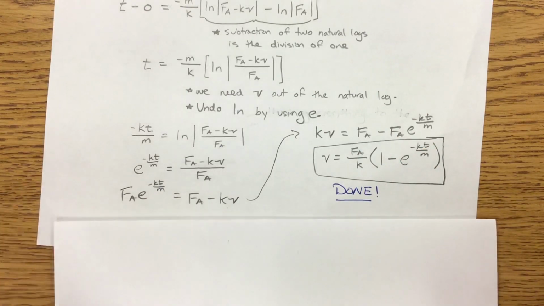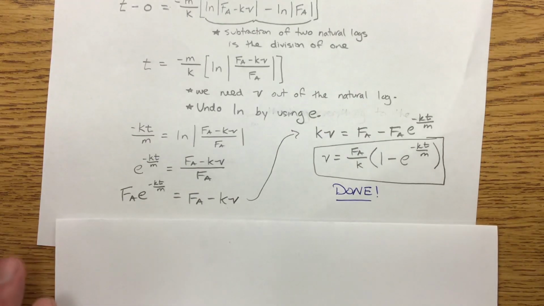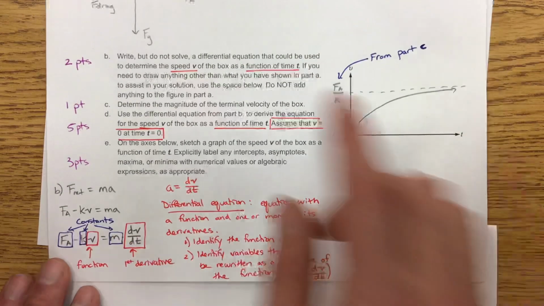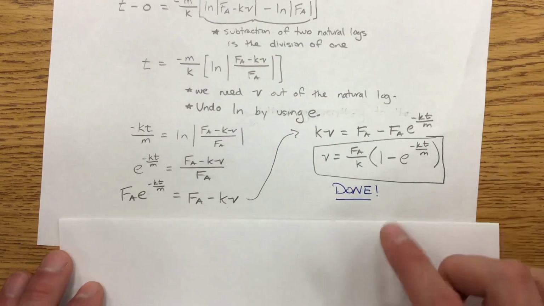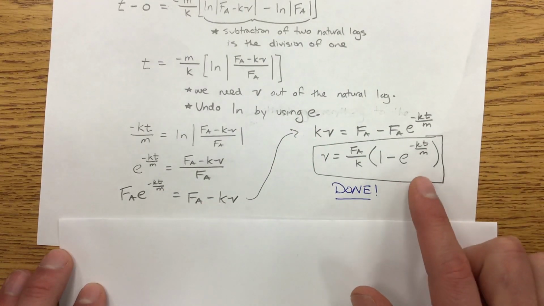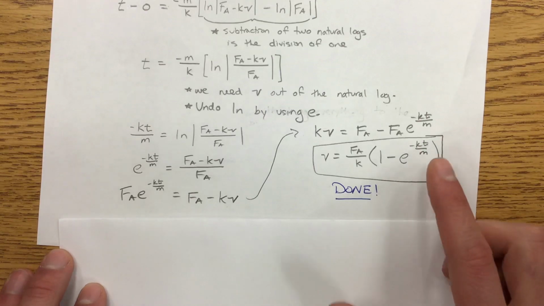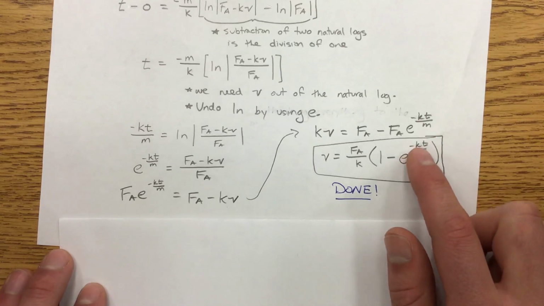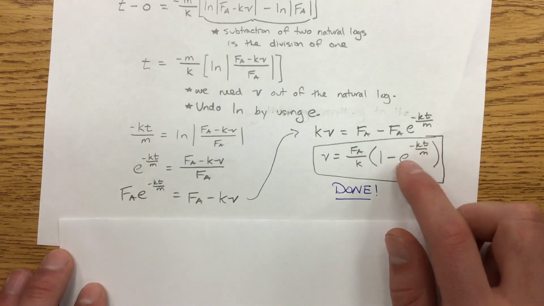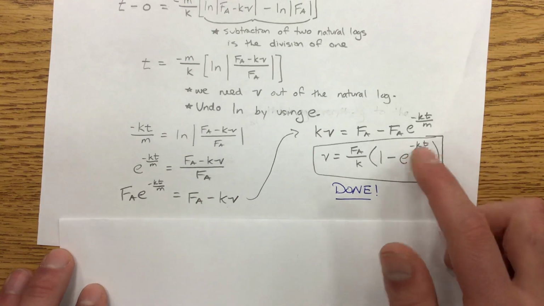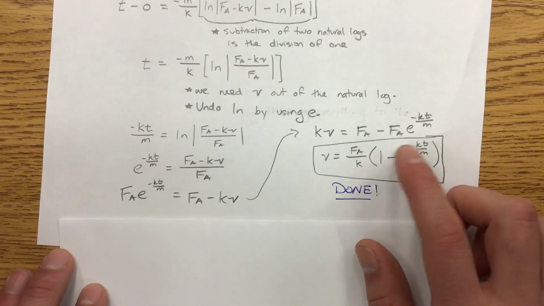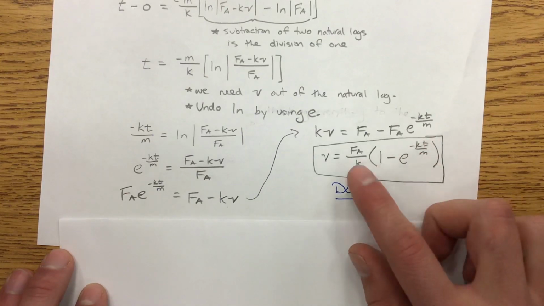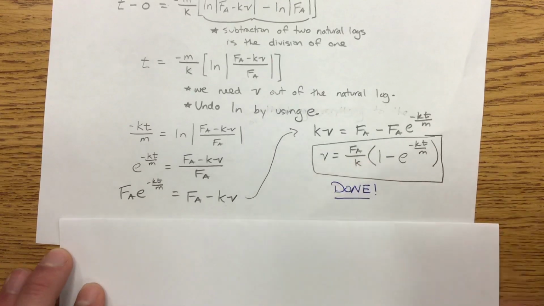Now, if you want to know if this is correct, we were given initial values. Assume that v equals 0 at time equals 0. So we could plug those in and see if we get v equals 0. If I plug t equals 0 into this, it would be negative k times 0 over m, so this would be e to the 0. Now anything to the 0 is 1. So we get 1 minus 1 within these parentheses, and 1 minus 1 is 0. So 0 times this is 0. So v equals 0 at time equals 0. We are set to go.